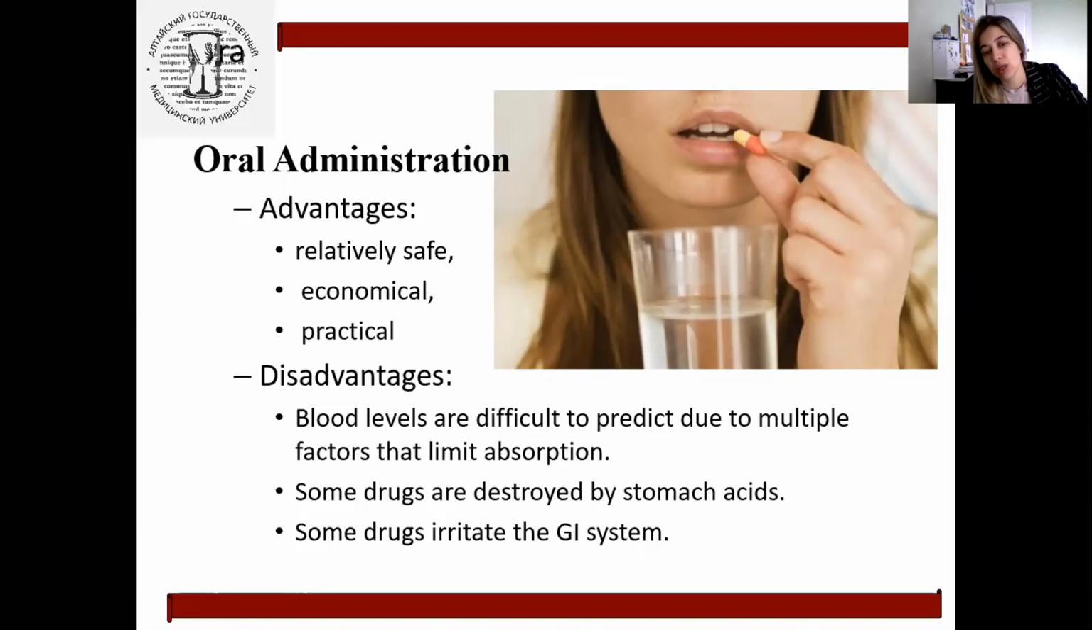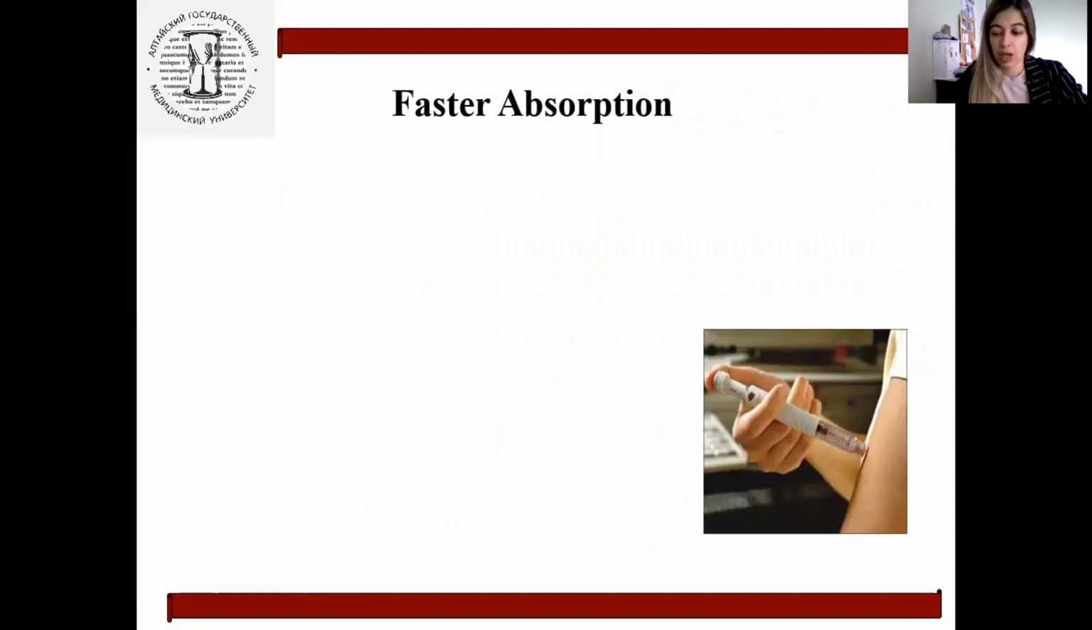But disadvantages: blood levels are difficult to predict due to multiple factors and limited absorption. Multiple factors, what? When you swallow the drug orally, it goes to the stomach, and in the stomach you have what? Acid, some enzymes, and this digestion, everything can affect the drug. Some drugs are destroyed in stomach acids. Yes, some drugs irritate the gastrointestinal system. So we have some disadvantages of this administration.